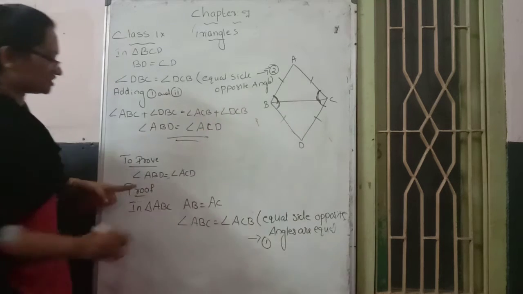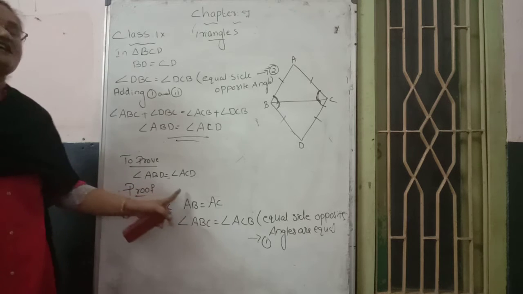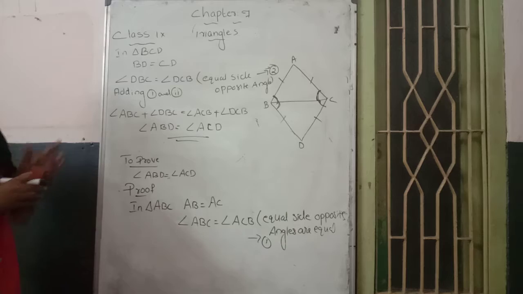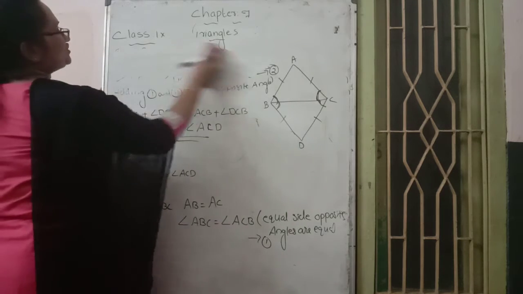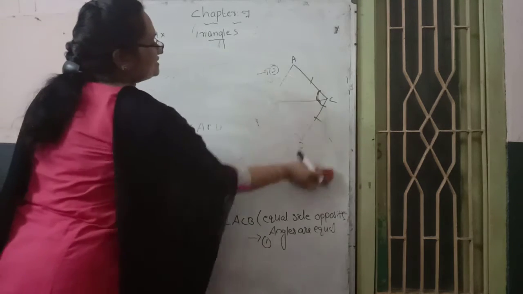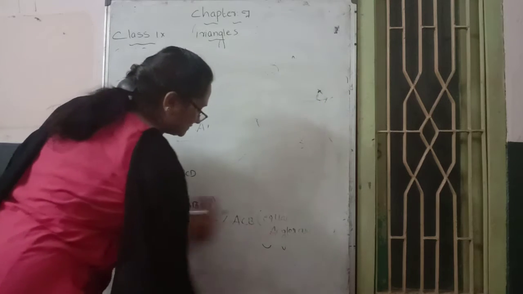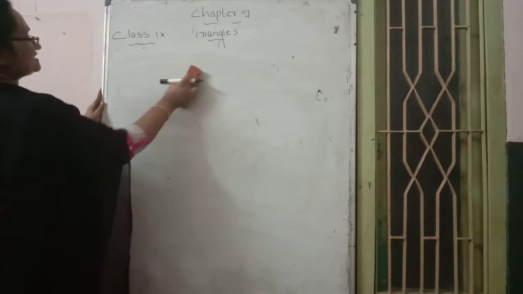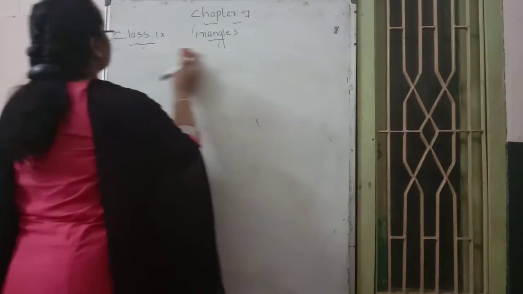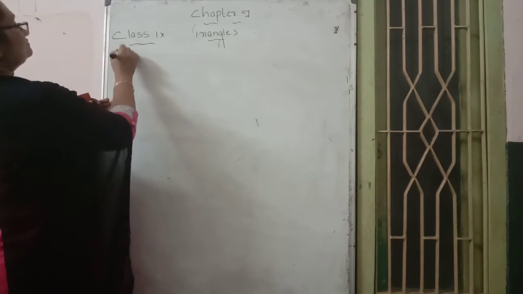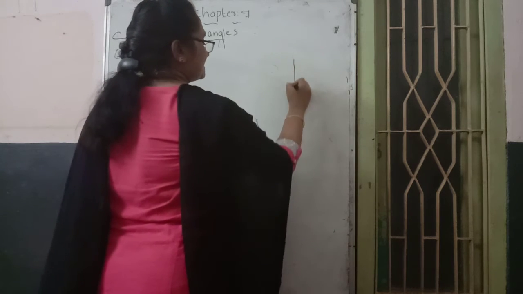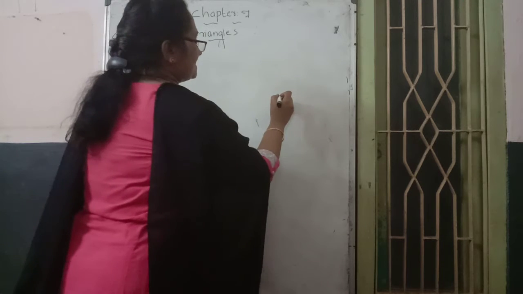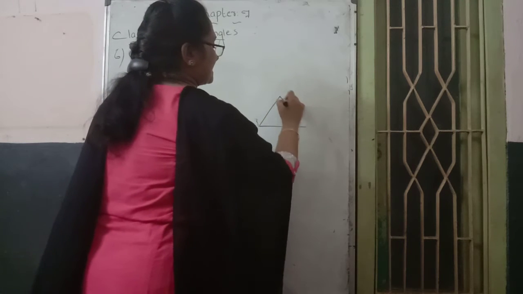Hence we have proved that angle ABD and angle ACD are equal. Complete. I hope you can understand this one. Next we go to the sixth question. The sixth question has another diagram given. They have given that ABC is an isosceles triangle.